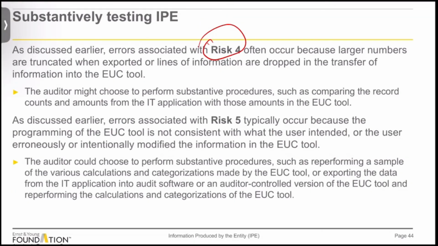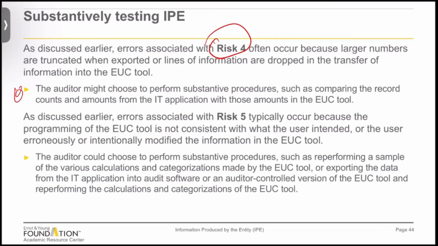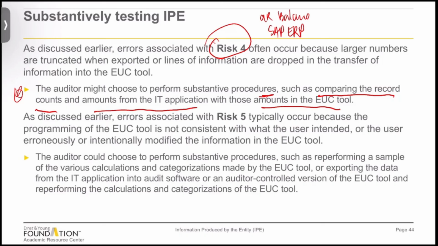So, for risk 4, the auditor might choose to perform substantive procedures such as comparing the record counts and the amounts from the IT application with those amounts in the EUC tool. Okay? So for example, from SAP or RP, tinignan mo yung AR balance, kinompare mo dun sa nakalagay sa Excel report.